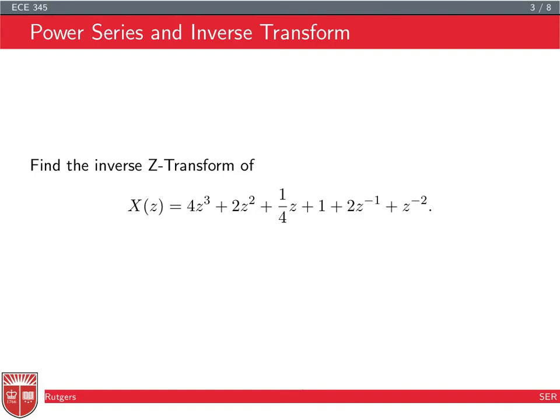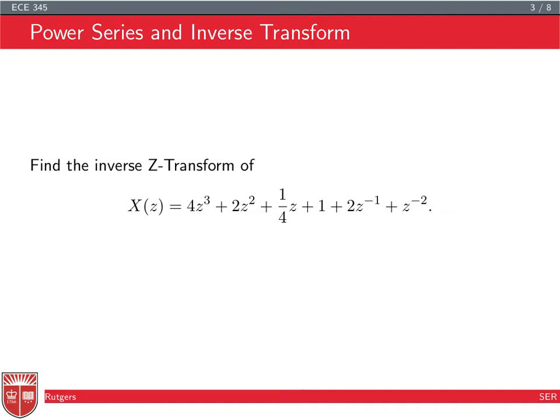Let's start with a power series. So maybe we start with an example. Here you can see the question is: find the inverse Z transform of this function. X of Z is equal to 4Z cubed plus 2Z squared plus 1/4 Z plus 1 plus 2Z minus 1 plus Z minus 2. And I hope that you can see easily what the signal is.